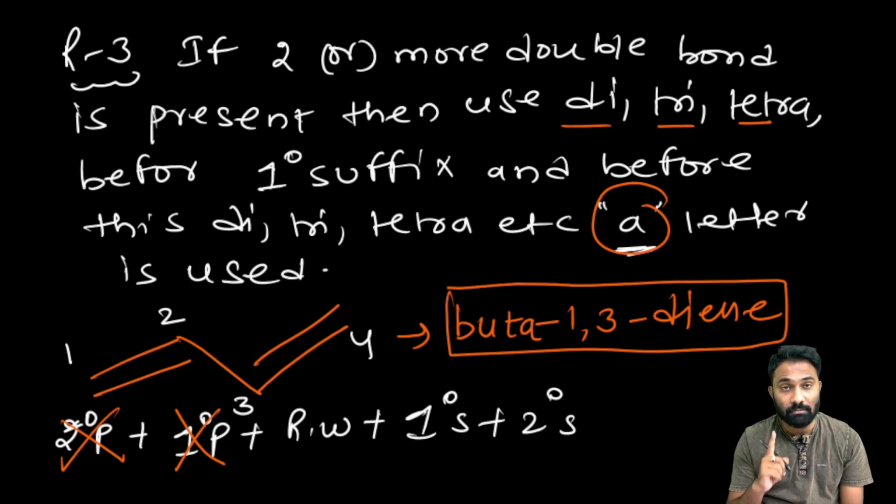In the question they will make you confused. Blindly you will select the option but-1,3-diene. This one will also be there in the options. So whenever there are 2 double bonds, at 1 and 2 or 2 and 3, if it is present, for the root word you have to add the a. Clear? A letter is used. Clear? For the root word you have to add the a. Done.